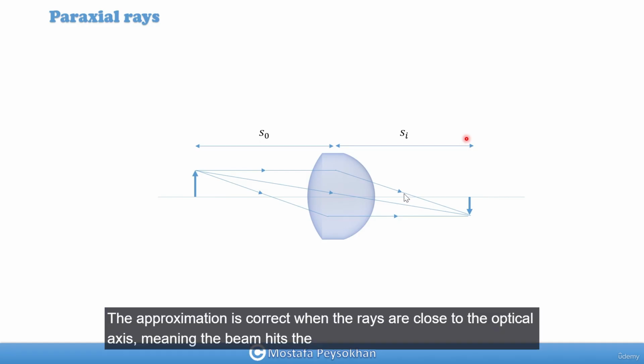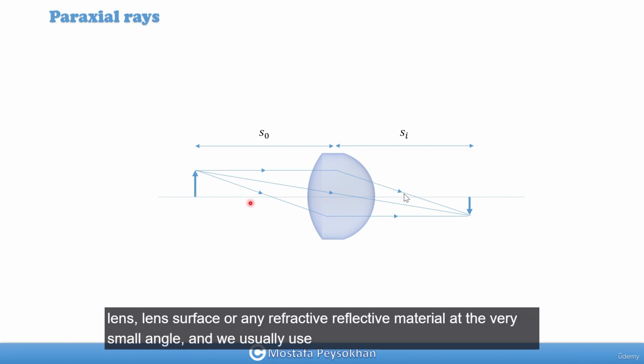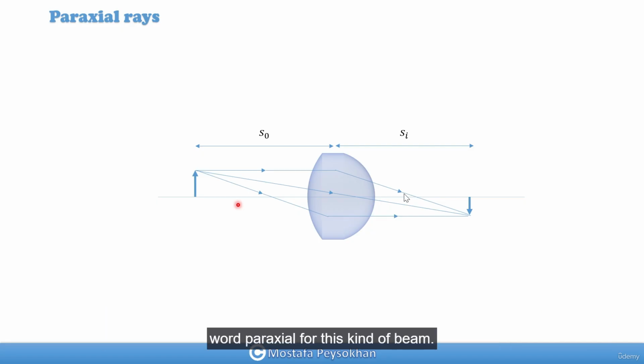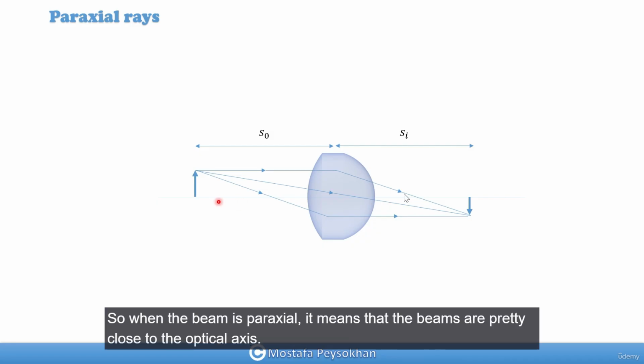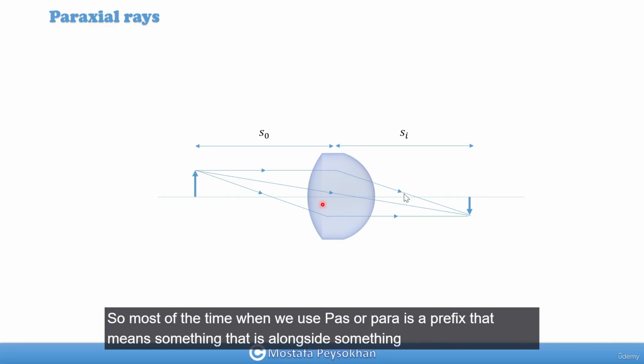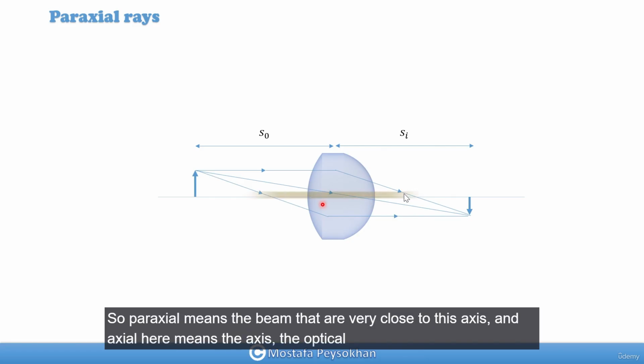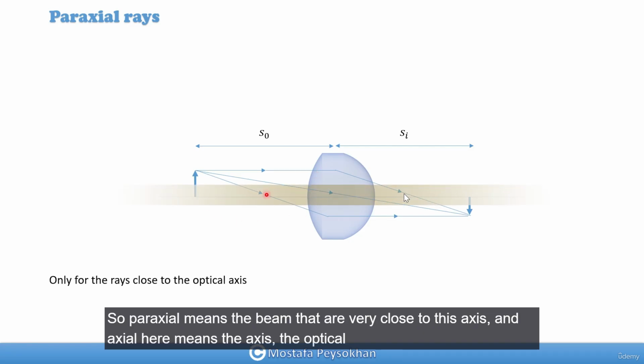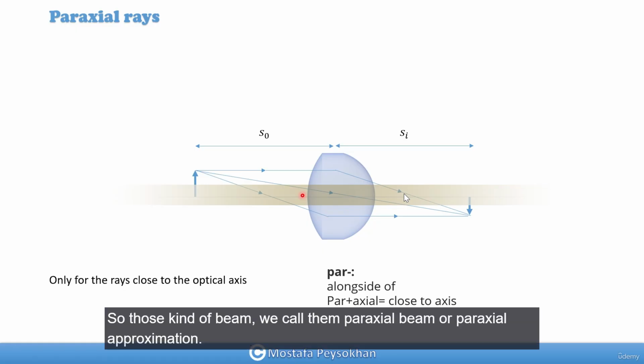The approximation is correct when the rays are close to the optical axis, meaning the beam hits the lens surface, or any refractive material, at a very small angle. We usually use the word paraxial for this kind of beam. When the beam is paraxial, it means the beams are pretty close to the optical axis. Para is a prefix that means alongside something else or close to something else. So paraxial means the beams that are very close to this axis, and axial here means the optical axis. Those kinds of beams we call paraxial beams, or the paraxial approximation.